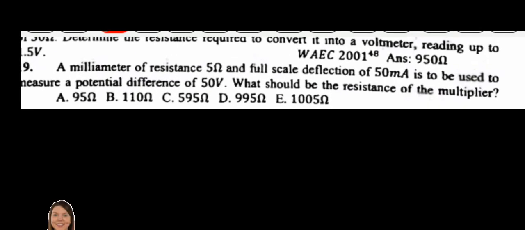We are told that a galvanometer of resistance 5 ohms, we want to convert it to a voltmeter. It has a full scale deflection of 50 milliamperes, that is I. Internal resistance is 5 ohms. So we want to measure a voltage of 50 volts. So they have given you everything already. This is Rg, this is V, and this is I.